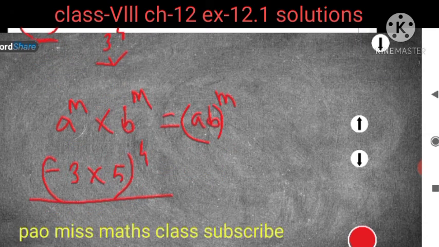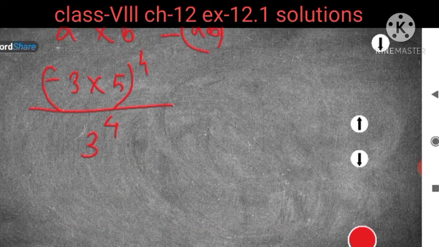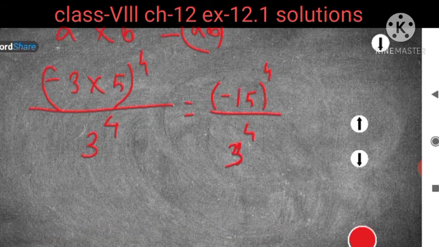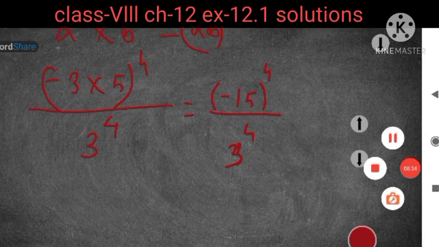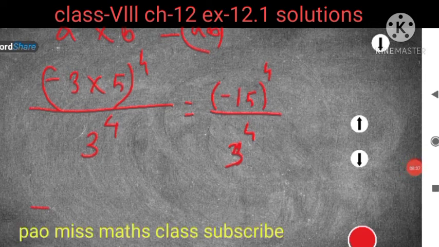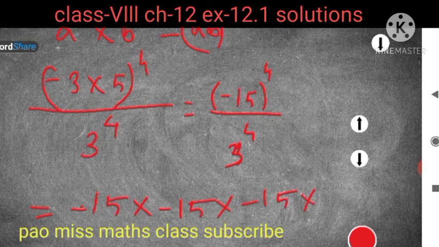First we are seeing the numerator. Then what is the denominator? The denominator is remaining, 3 to the power 4, isn't it? Now if you multiply this, what will you get? Minus 3 into 5 is equal to minus 15, isn't it? Minus 15 to the power 4 and 3 to the power 4. Now again, minus 15 to the power 4, that means minus 15 into minus 15 into minus 15 into minus 15, isn't it?